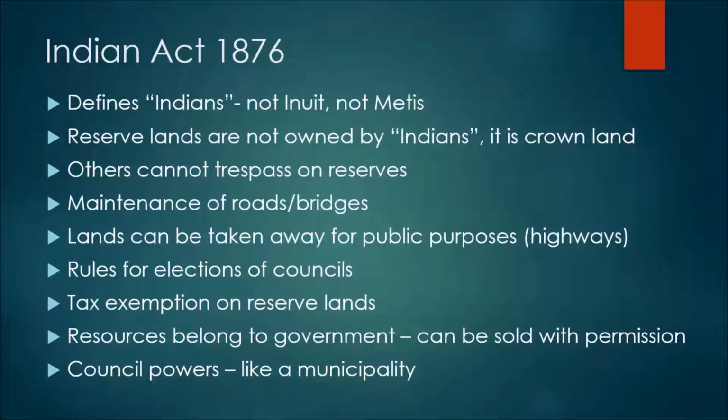It also says that Aboriginals are responsible for maintaining roads and bridges that are on reserve lands. It also states that the federal government can take reserve lands away from the Aboriginals for the purposes of public infrastructure. So if they're building highways, or pipelines that need to run through a reserve, they can actually take that land away from them and build that infrastructure.